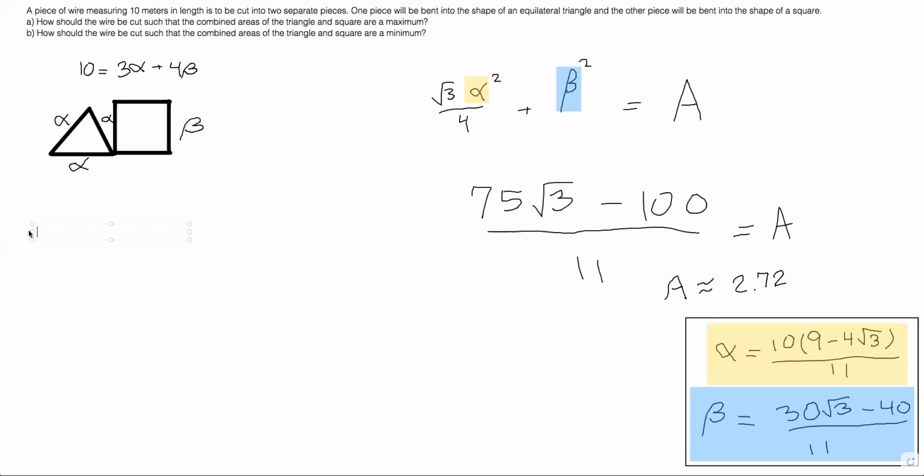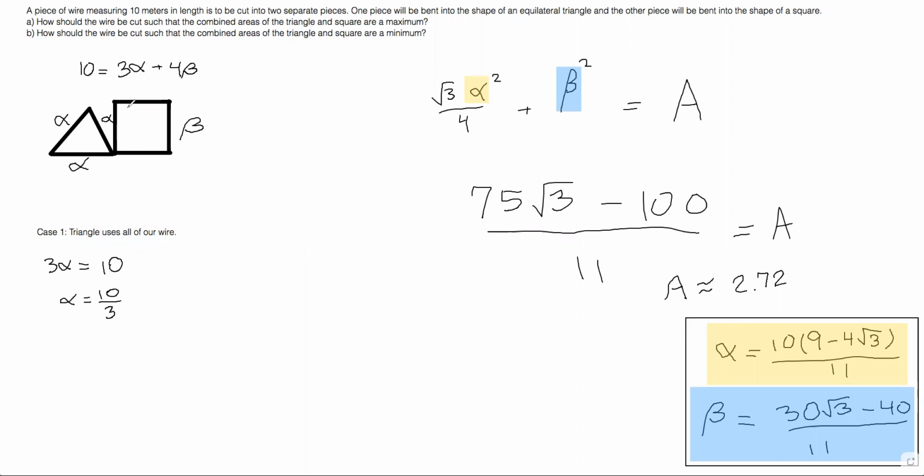So I'm going to write case 1. Case 1 would be a situation where we use all the material to make the triangle. We don't have anything left for the square. So the triangle uses up all of our wire in case 1. So we know that we have a total length of 10 meters. That's how much wire we have. And we have a perimeter of the triangle alone of 3 times alpha. So the perimeter of our triangle is 10. So then alpha would be 10/3.